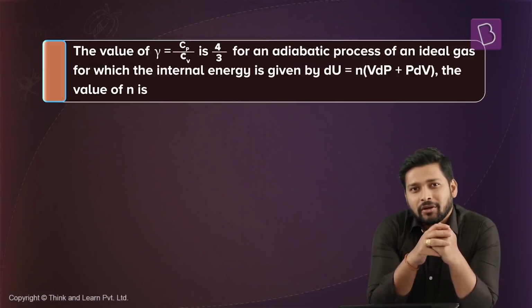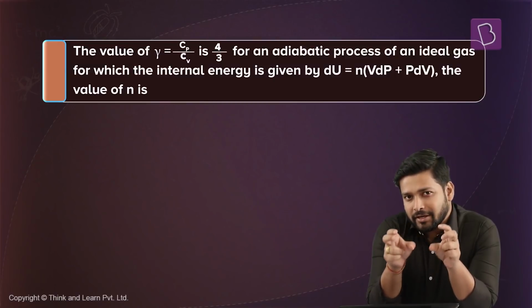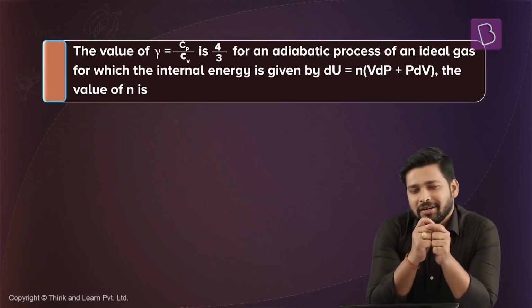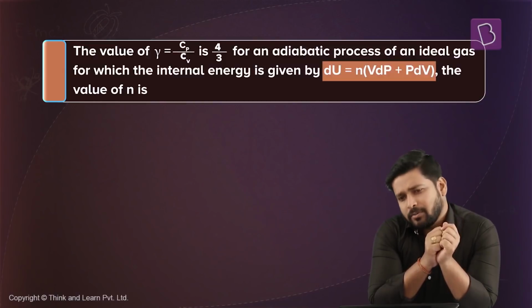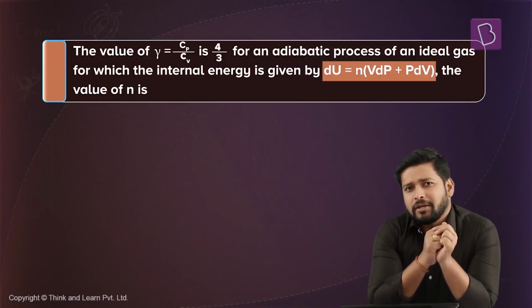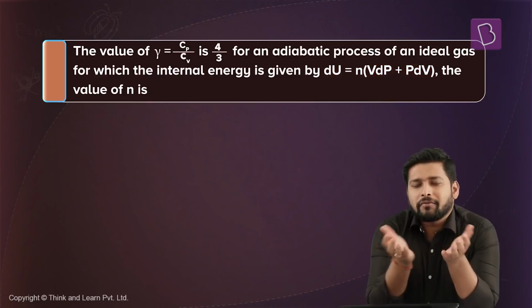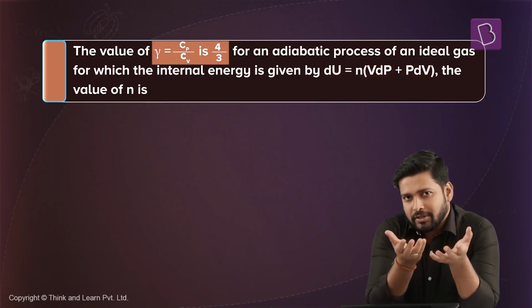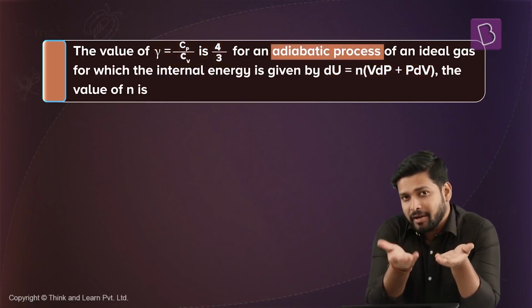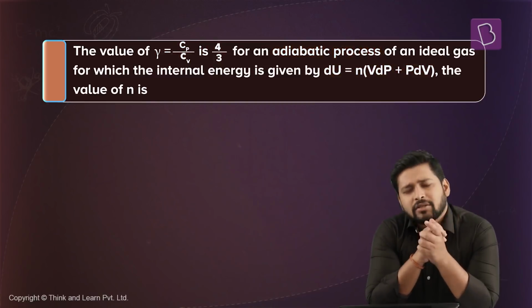So in this question, we have been given an expression for the small change in internal energy, that's dU equals n times of PdV plus VdP. That's been given to us. We also have the value of gamma for this process, and it's told that this is an adiabatic process. So the value of gamma is 4 by 3, right?